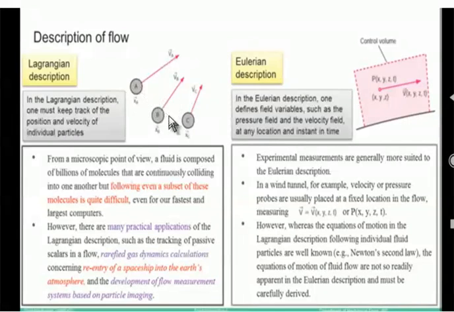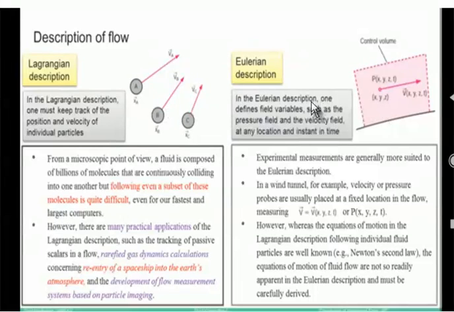So these are the particles, water particles. So we have to keep track of the individual particles and the velocity of the individual particles. These are the velocities of the individual particles. This is what the Lagrangian description is. So we are going to study the individual particles' velocity and positions. We keep on tracking while the fluid is flowing.